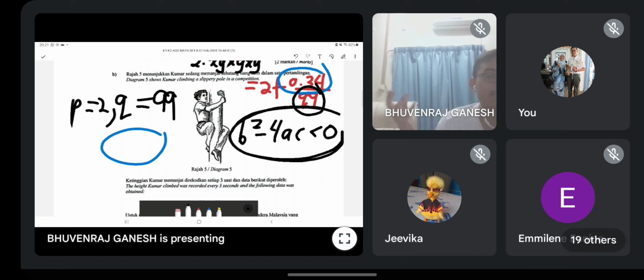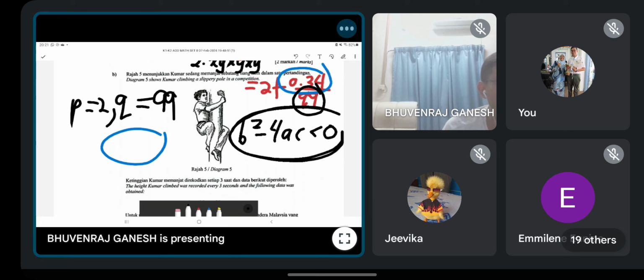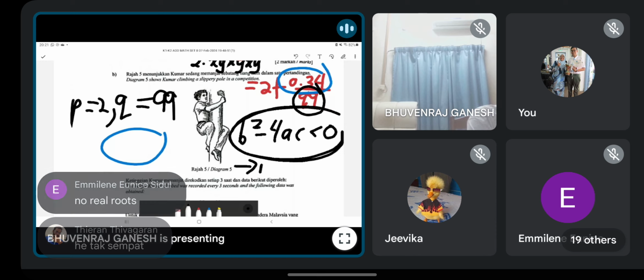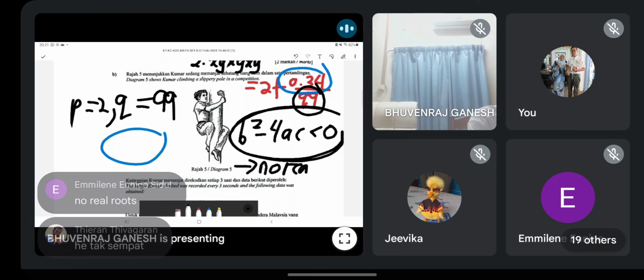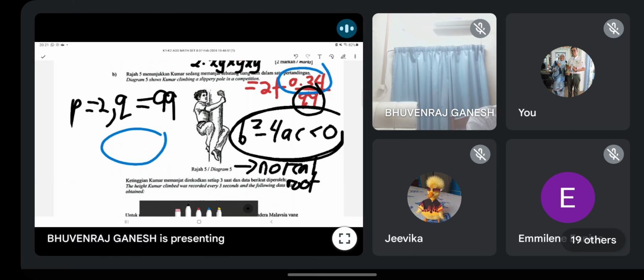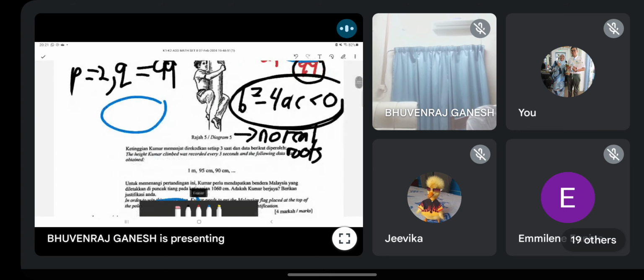Anyone? What is the meaning behind it? Is it the long quadratic formula? No. We have to tell something. Yes, correct. There is no real roots. Okay, this is what you understand lah from b square minus 4ac. In other words, he tak sempat. Okay, in other words, he cannot reach 1060 cm. This is the meaning, guys, because there is no real roots. Okay, you kaitkan this one to this one.